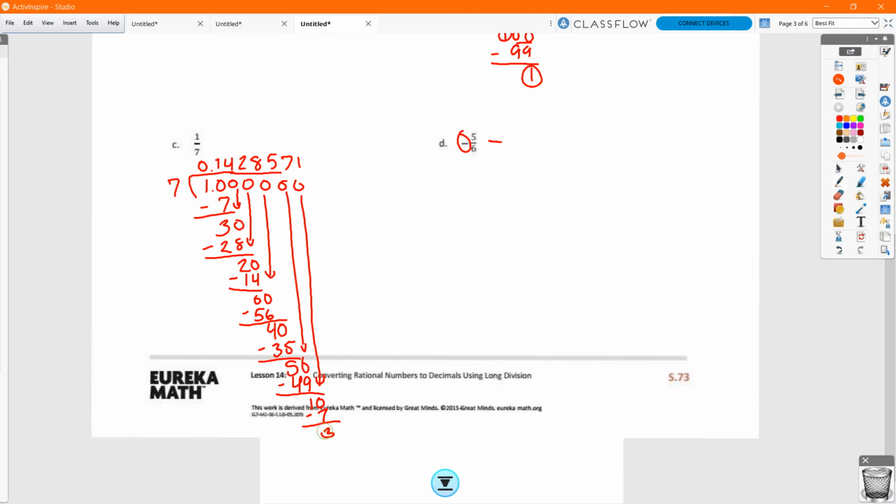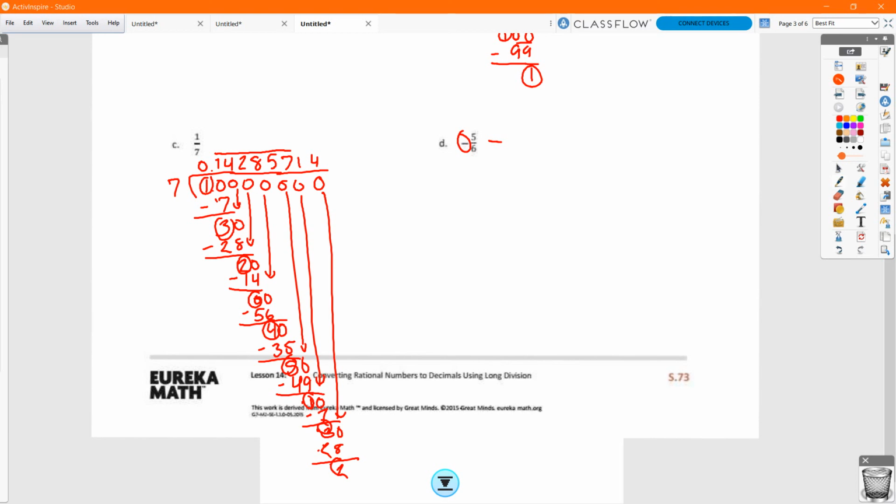10 minus 7 is 3. We add a 0, and we shoot it down. We get 30. 7 can go into 30 4 times. 4 times 7 is 28. And then I'm beginning to see that the process is repeating. Look, 1, 3, 2, 6, 4, 5, 1, 3, 2, 1, 3, 2. The process is repeating. So that means that my repeating decimal is going to be the 142,857 part.